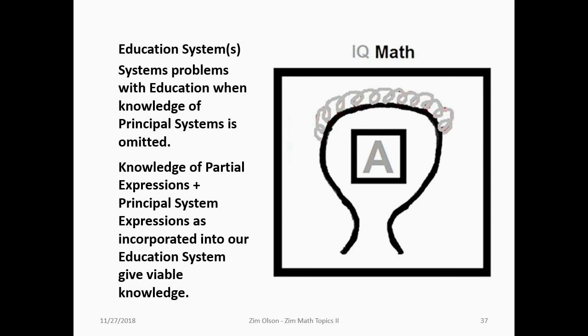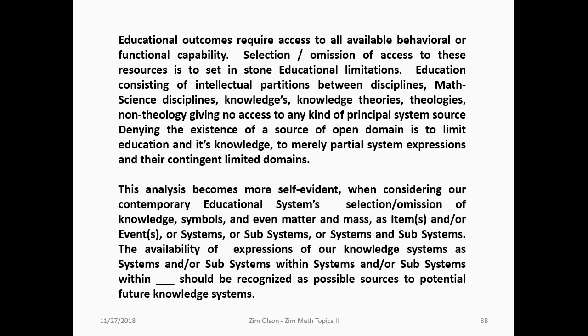I have a little artwork to the right here, trying to give an idea of different expressions of knowledge states, which I will cover in the next slides. Educational outcomes require access to all available behavioral or functional capability. Selection, omission of access to these resources is to set in stone educational limitations.